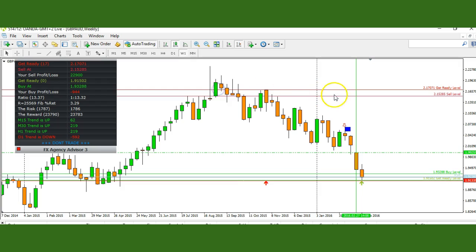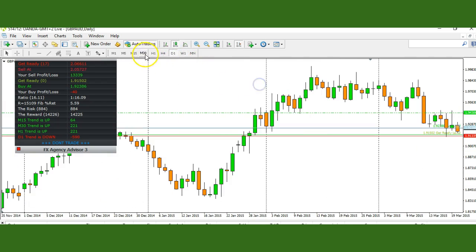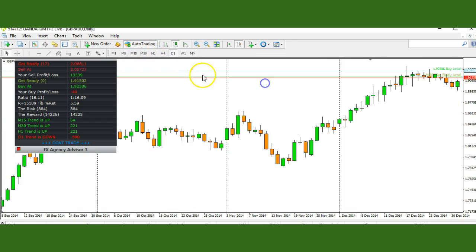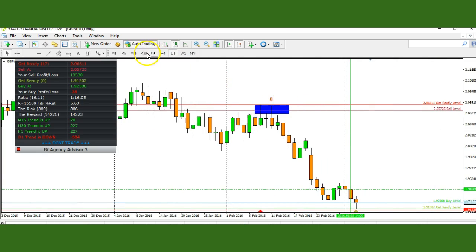Let's go back to the weekly. That's the weekly. The entry was at 215.85. So that was the trade signal on the weekly and also on the daily chart. So I'm going to go to a smaller time frame, see if I can locate this. There it is, right there.